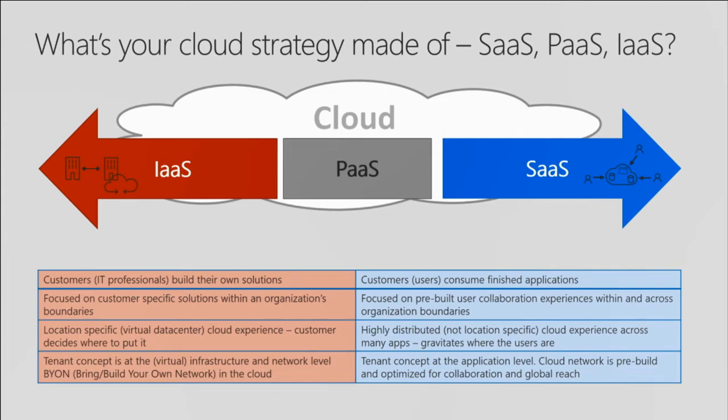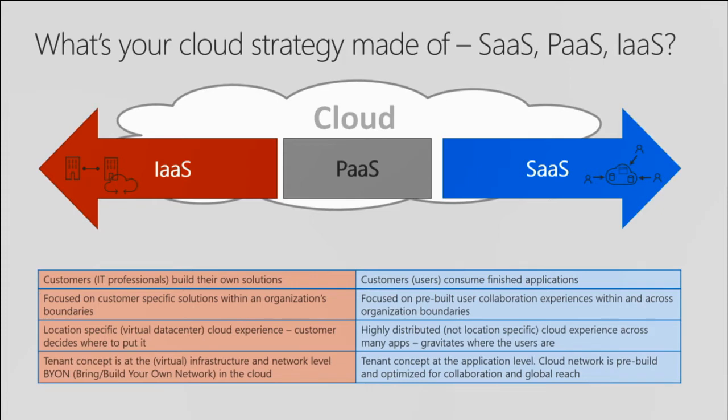In the software as a service world, on the right side of this diagram, the users, the customers, are connecting directly and consume finished application. In the IaaS world, the customer focuses on the solutions that are specific to their organizational boundary. In the SaaS world, the users are connecting across the boundary, across the network, in order to reach those applications.